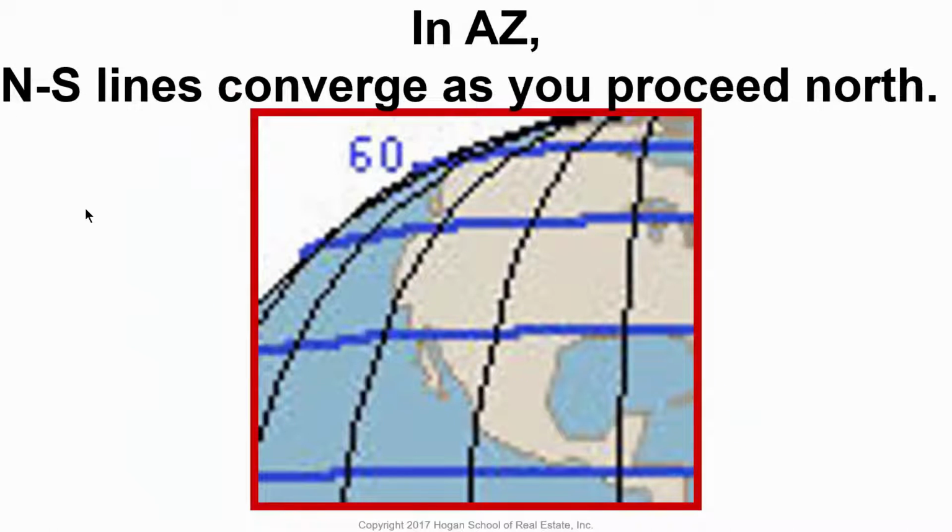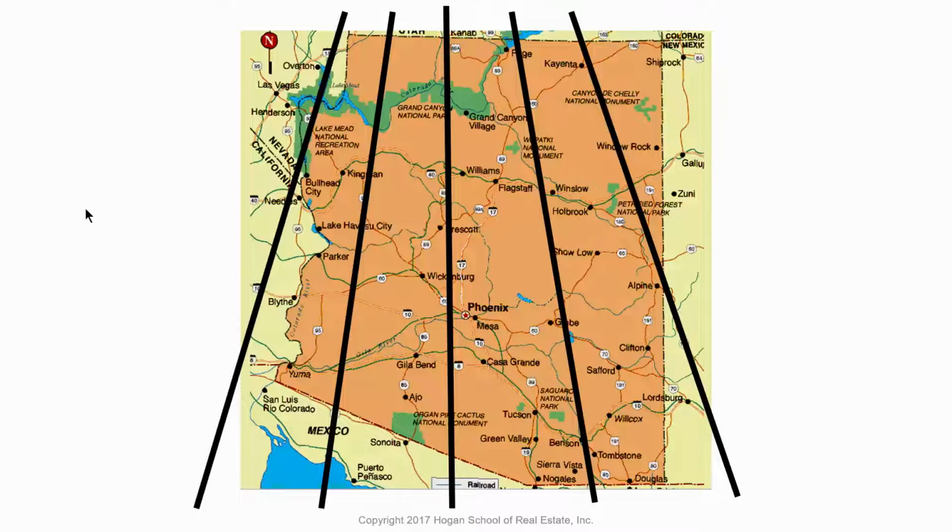And if we blow that up, we can see very easily that these north-south lines actually converge towards the North Pole. So when we're trying to draw lines on a flat surface to represent a curved surface, there's always some problems. And if we were to greatly exaggerate the way these north-south lines actually converge over Arizona, it might look like that. Again, greatly exaggerated.